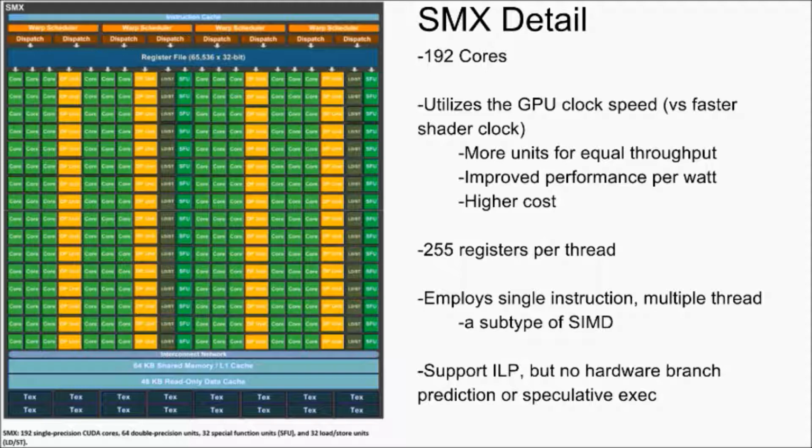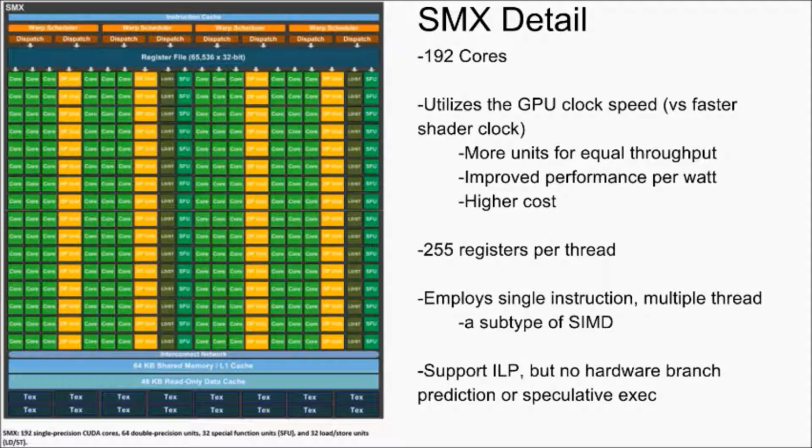Here's a lower level view of the SMX, showing the layout of the 192 cores mentioned previously. Each of these has fully pipelined integer and floating point ALUs. If you take a look at the diagram, you can see how many of the cores were allotted to general purpose, double precision, and special functions, which would include trigonometry, square root, and other more complex mathematical calculations. The load store areas give you an idea of the scale on which memory can be accessed concurrently.